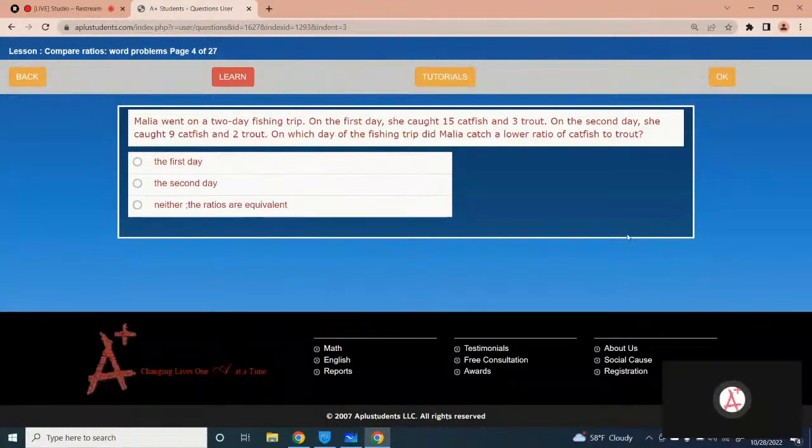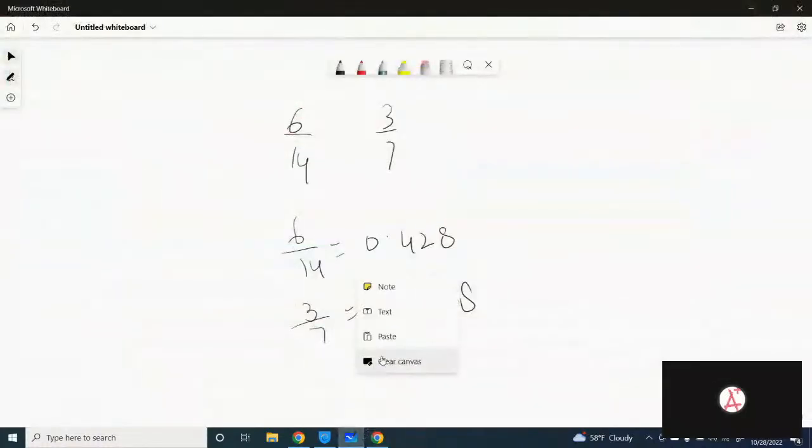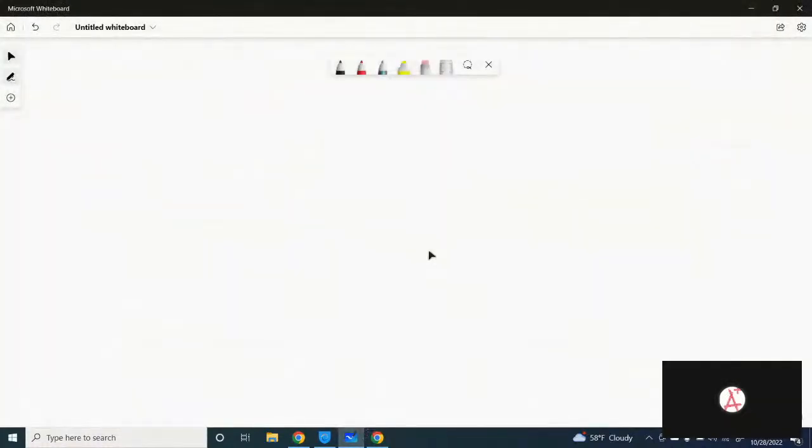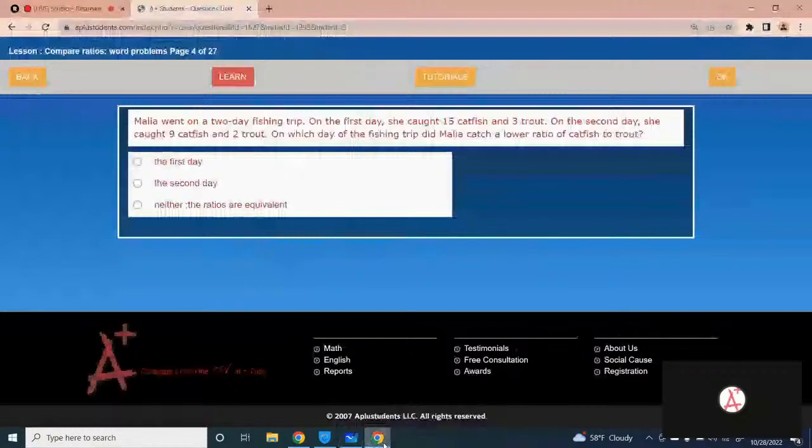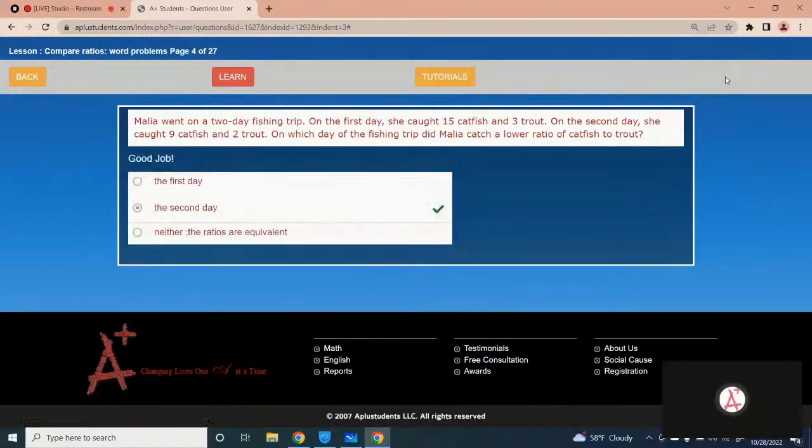So the fractions are 15 divided by 3 and 9 divided by 2. 15 divided by 3 is 5 and 9 divided by 2 is 4.5. So then the question is, on which day of the fishing trip did Malia catch a lower ratio of catfish to trout? So it would be the second day. Got it? Because the first day has the value 5, but the second day you have a smaller value. So the correct option is the second option.